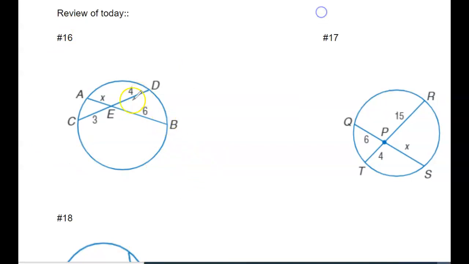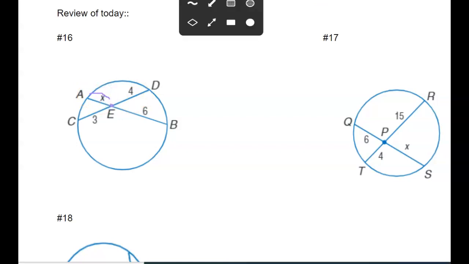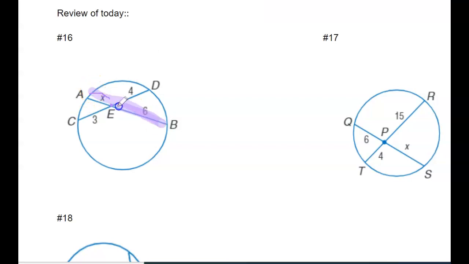Number 16. So remember, if they meet on the inside, just highlight one chord. So it's piece times piece equals piece times piece, because there's nothing sticking out. So it's just piece times piece. So x times 6 equals 3 times 4. Go ahead and do that one.